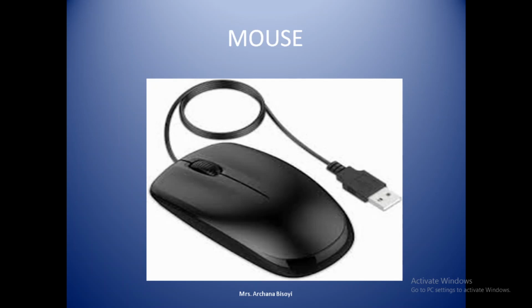Do you know one interesting thing? Why do we call it a mouse? Because it looks like a real mouse due to its shape. It has a long wire, which looks like the tail of a mouse. In the market, we get mice of different shapes, sizes and colors. Till now, we discussed the main parts of a computer.